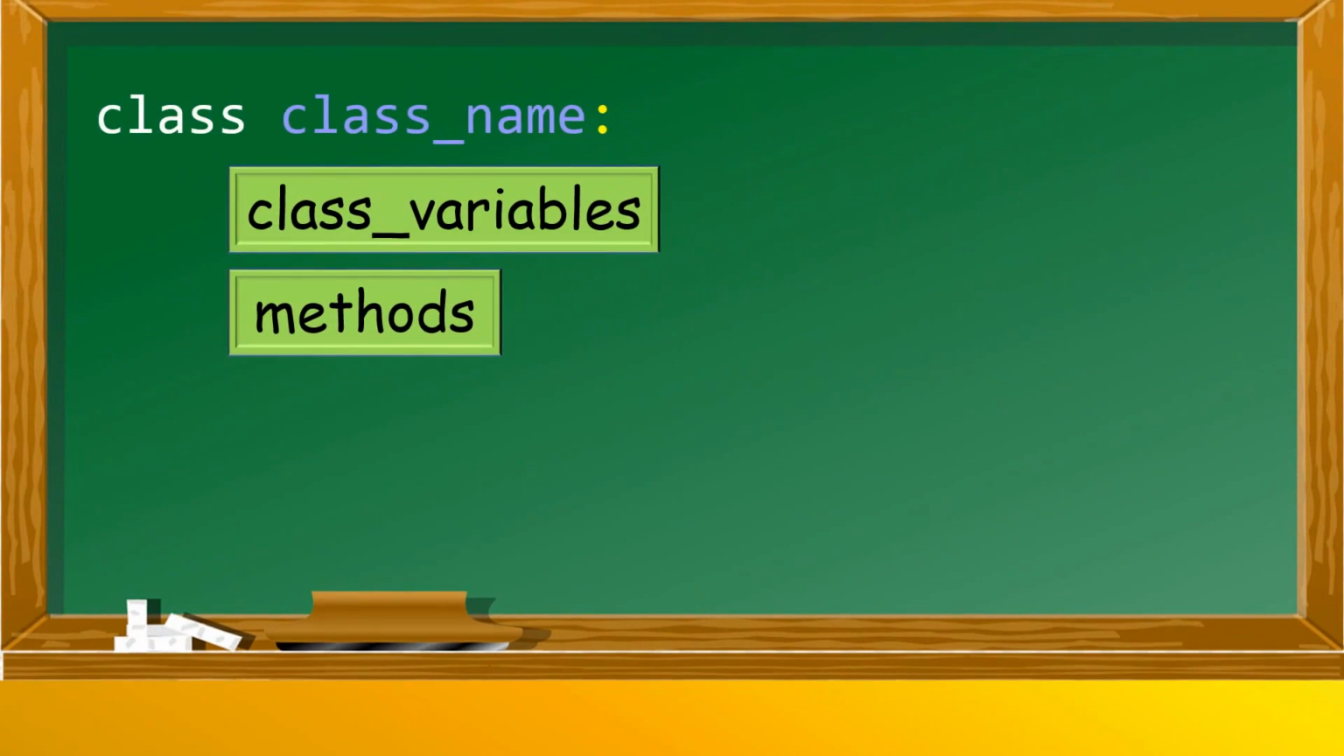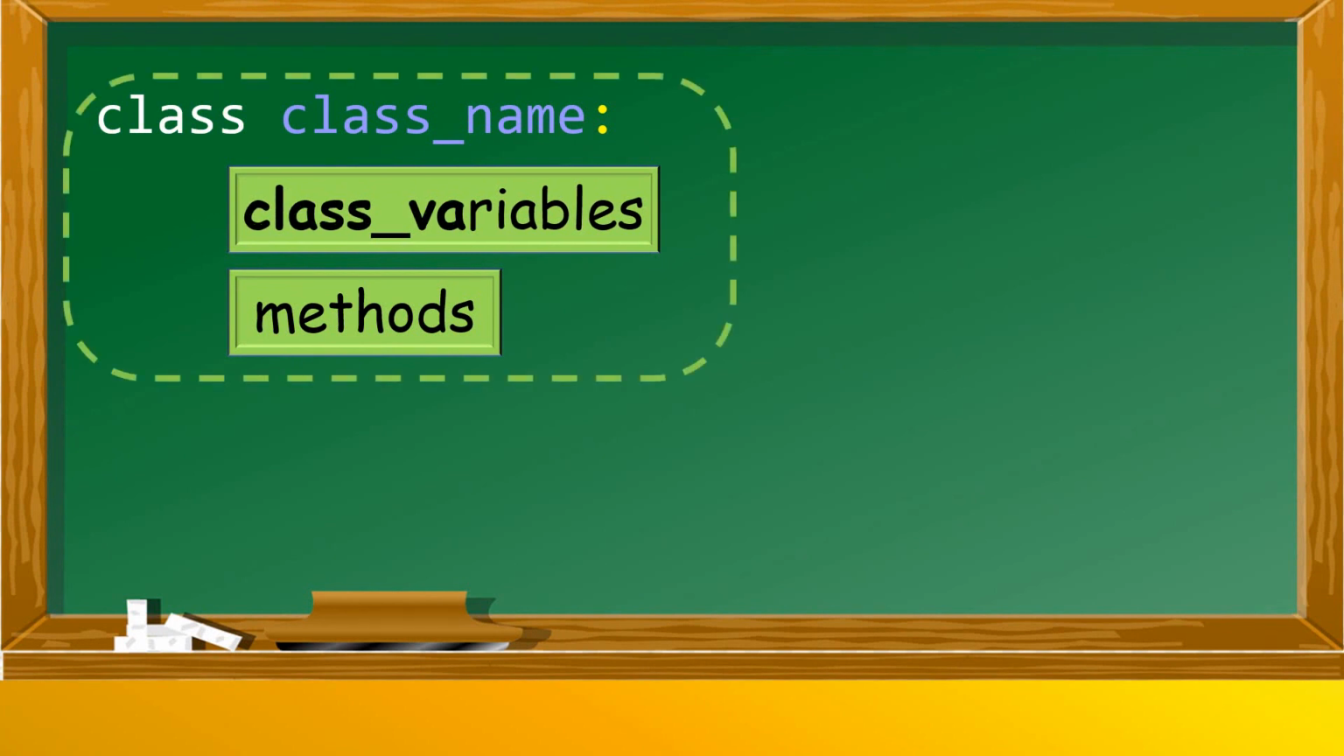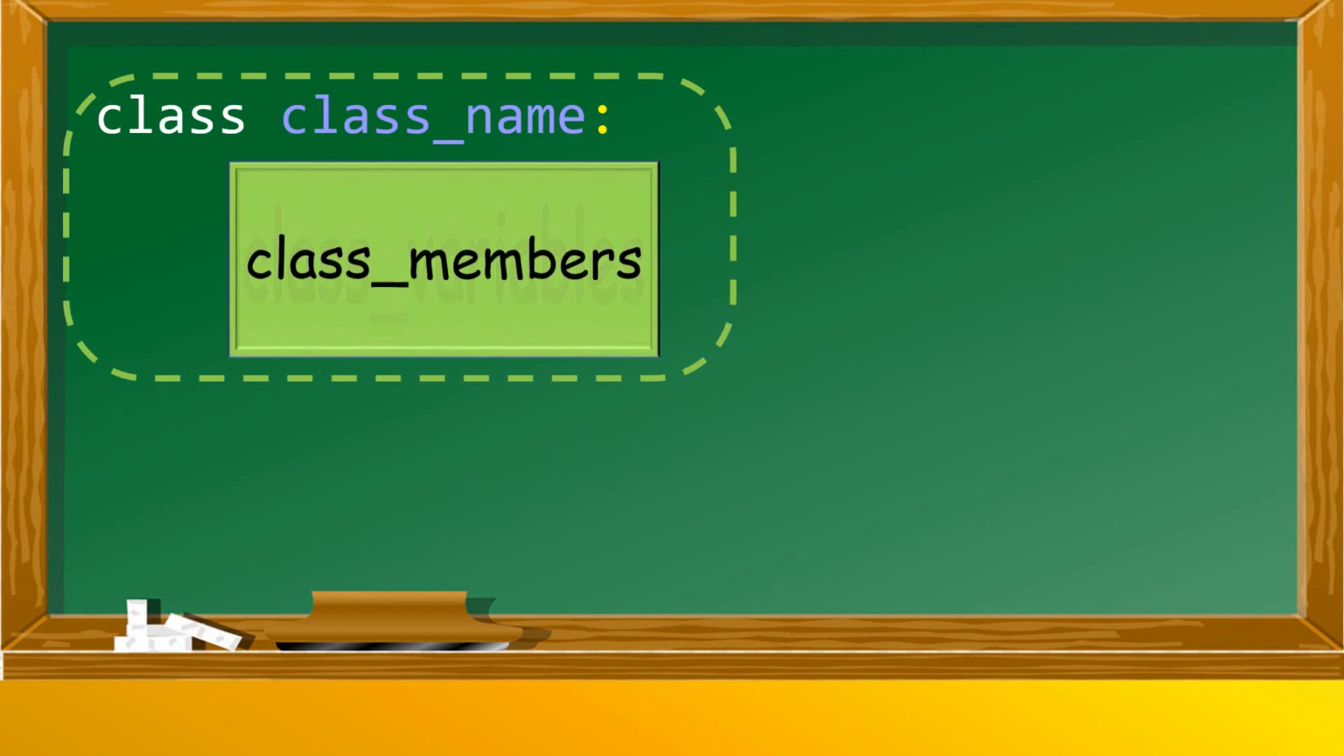So a class can contain class variables and methods. Class variables and methods are together called as members of a class. Class members. A class consists of class variables and methods. Class variables and methods are together called as class members.